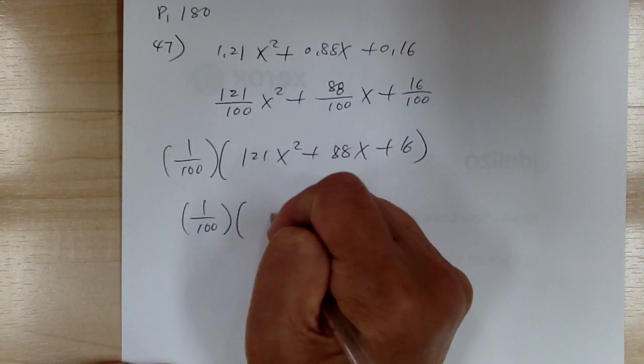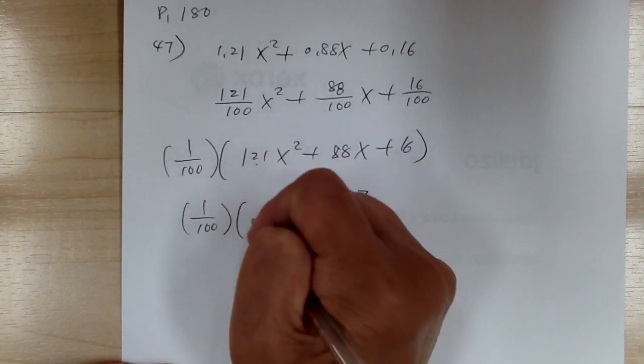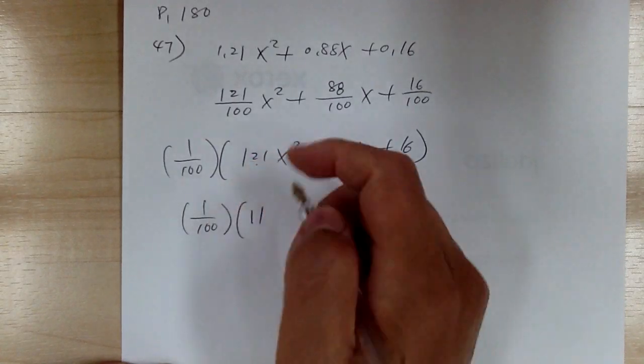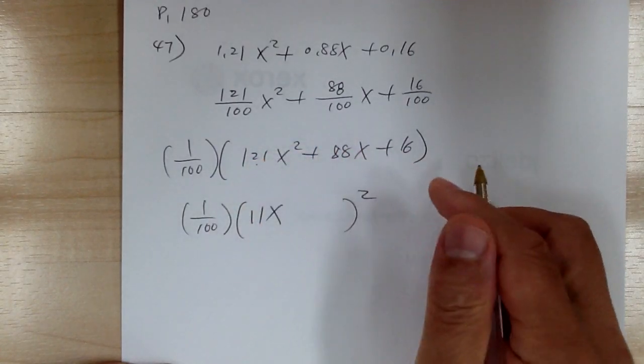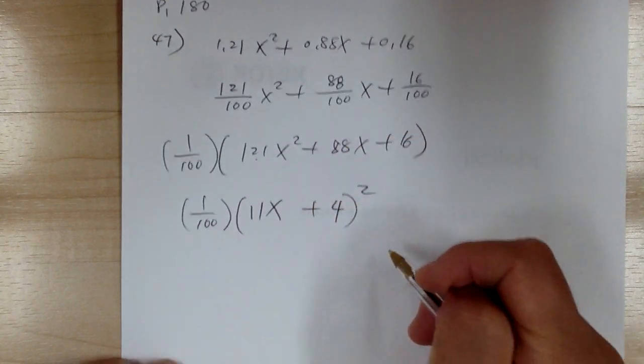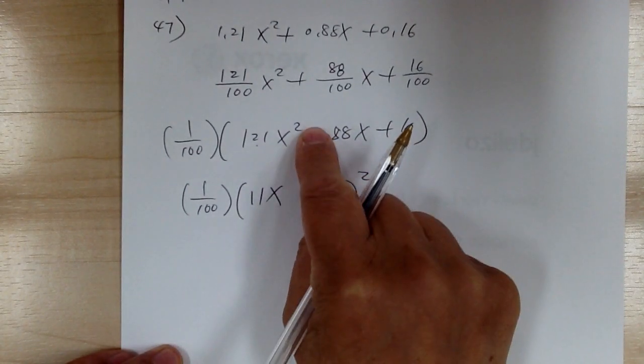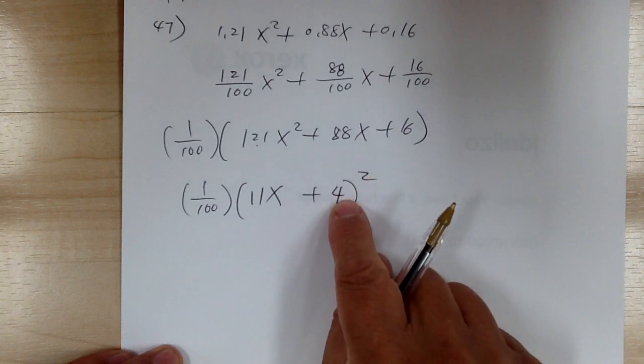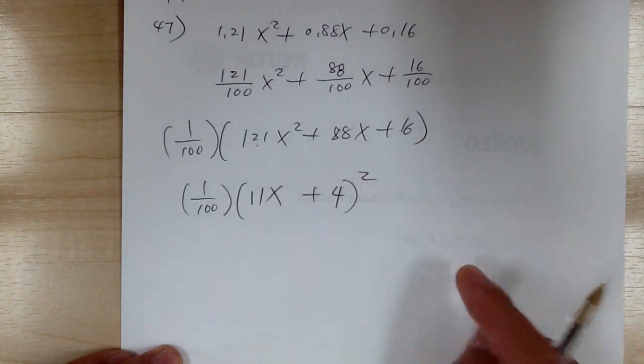So to get 121, you need 11. 11 squared gives you 121. x squared gives you x squared, right? To get 16, you need plus 4, and double check, right? Plus, match: 2 times 4 is 8, times 11 is 88, so it matches.